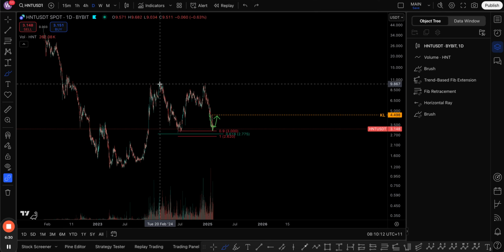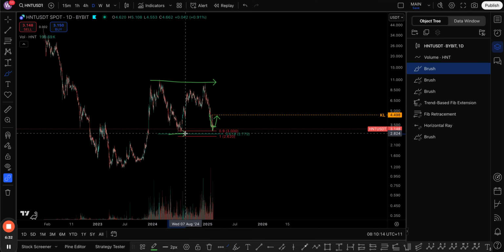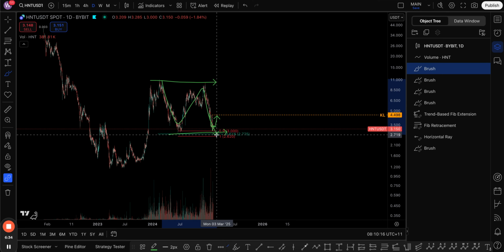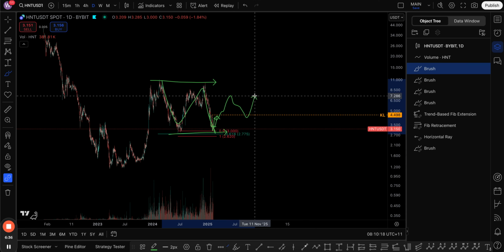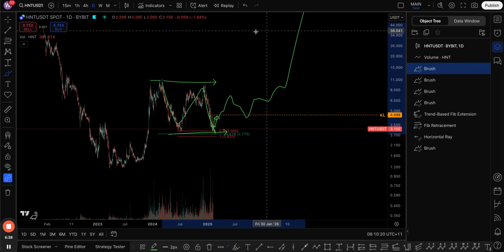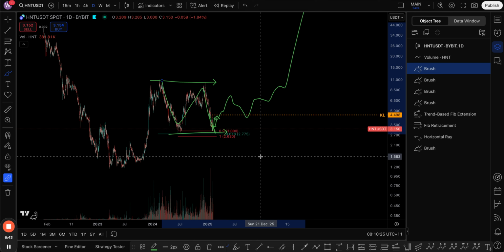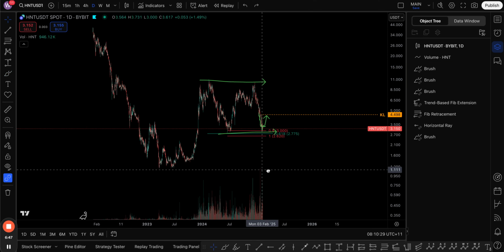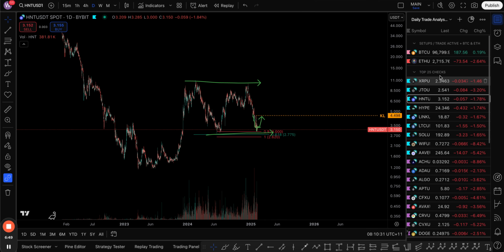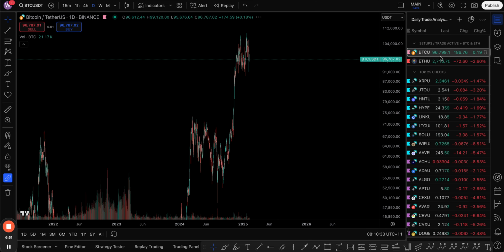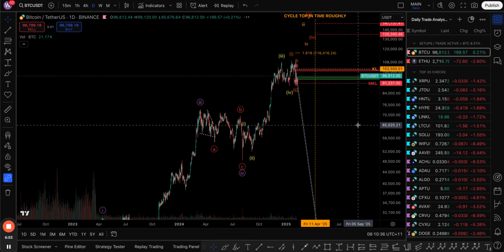So I do think this is literally just a flat correction, A, B, C, and then I think we're probably going to get something like this. Again, this is going to take probably a very long time to play out, but we've got time. All right, but I do think that 2026 is going to be pretty decent, to be honest. I do think we're going to carry on all the way through 25 and 26.